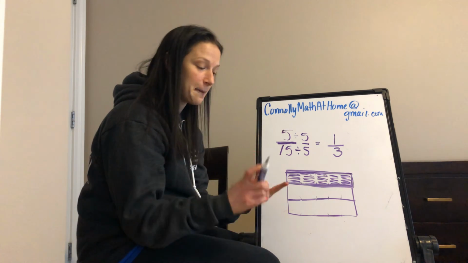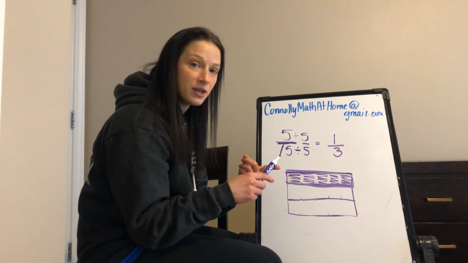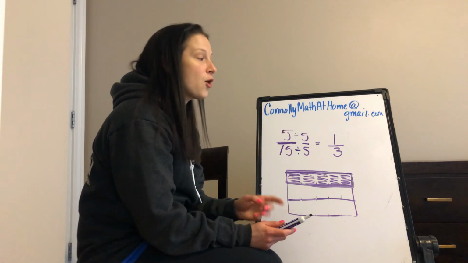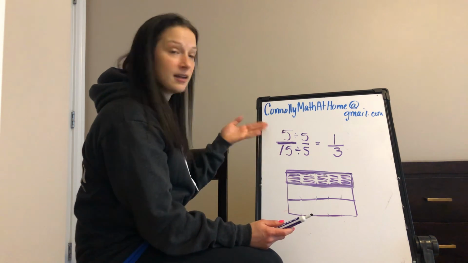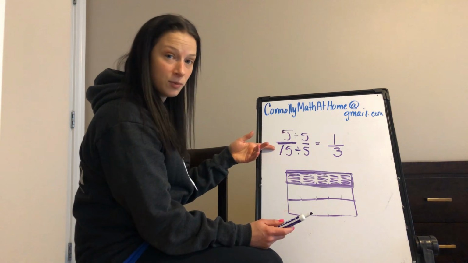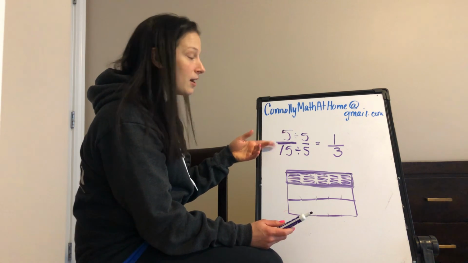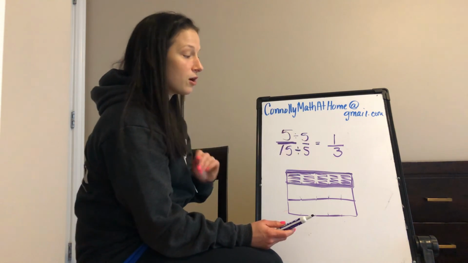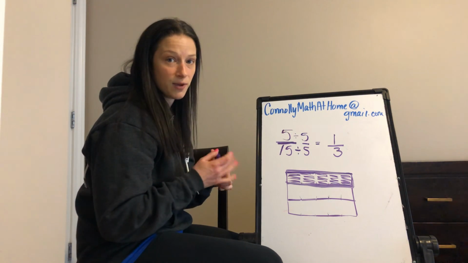So, just to recap, you can multiply the numerator and denominator by the same number to make an equivalent fraction, or you can ask yourself, can I divide the numerator and denominator by the same number? Do they have a factor in common? So if they do, then you can also make an equivalent fraction this way.